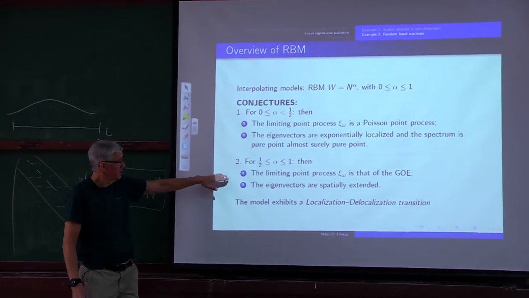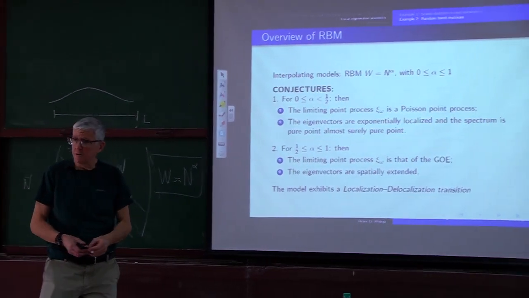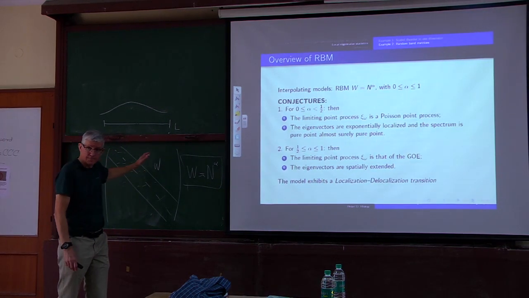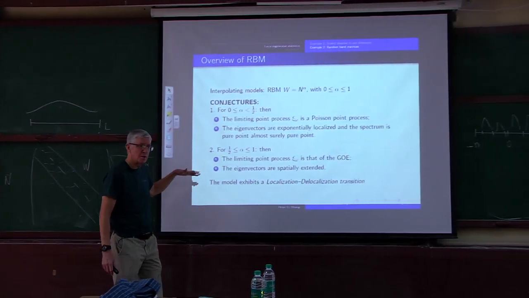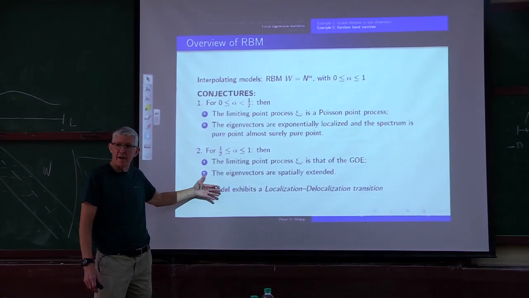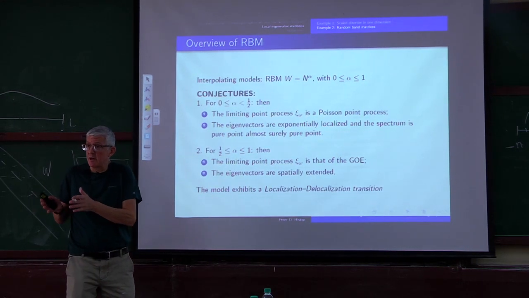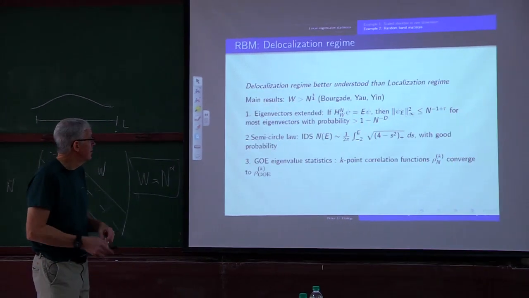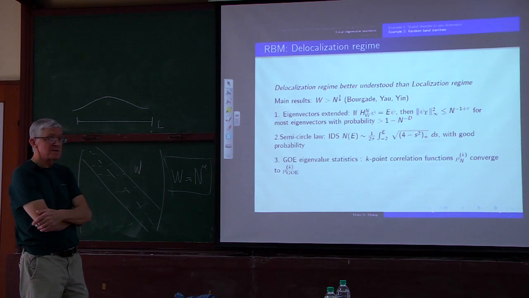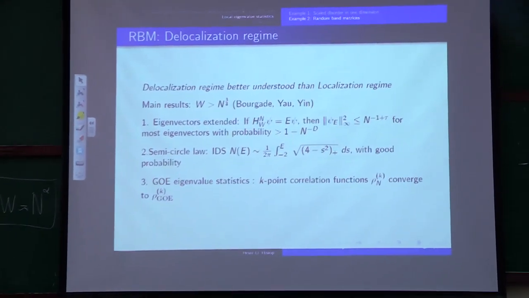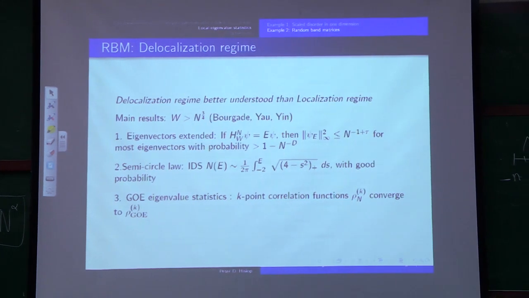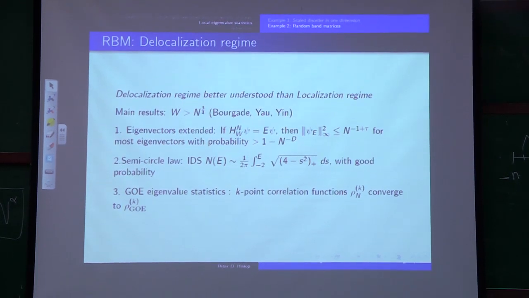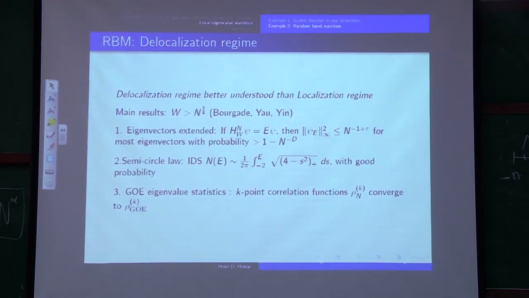On the other hand, conjecture number 2 says that for alpha bigger than or equal to a half, the limiting point process should be like the GOE, just as we saw earlier, and the eigenvectors are spatially extended. So the model should exhibit a localization-delocalization transition. So what are some results? Well, it's rather interesting, especially for someone coming from Schrodinger operator theory, that for this model, the delocalized regime is very well understood, or at least better understood than the localized regime. Usually for Schrodinger operators, it's the opposite.